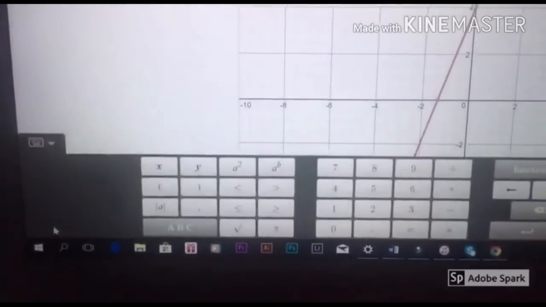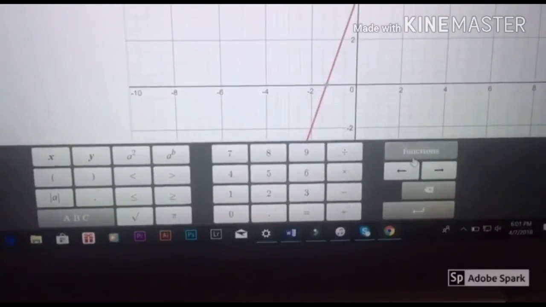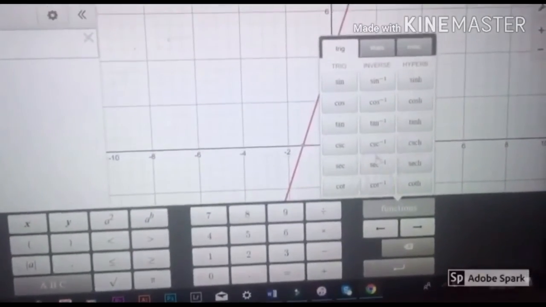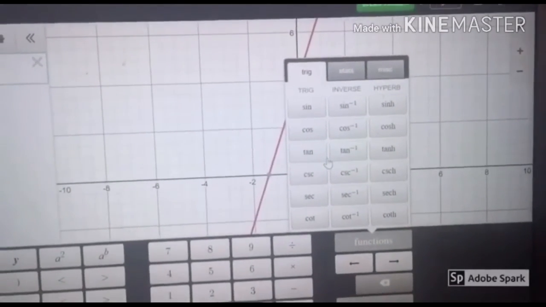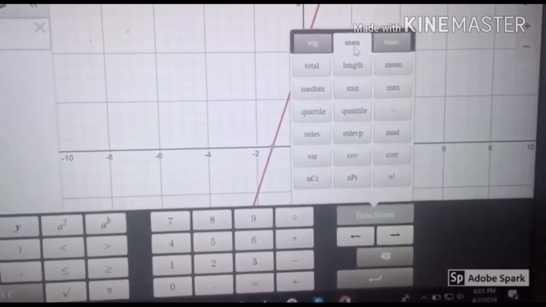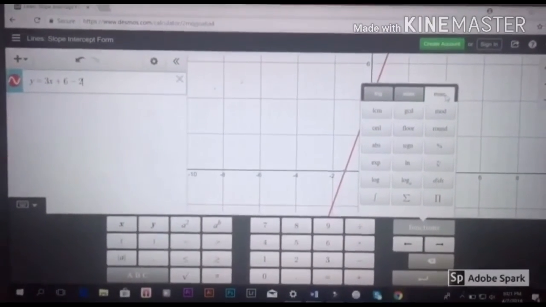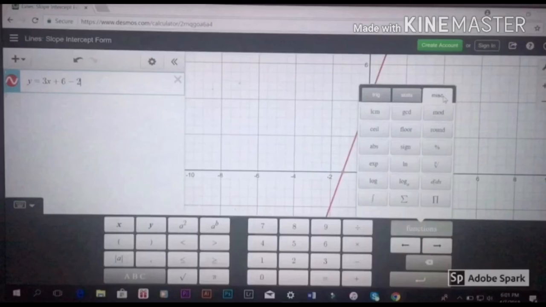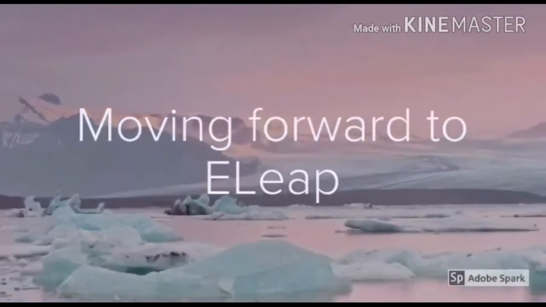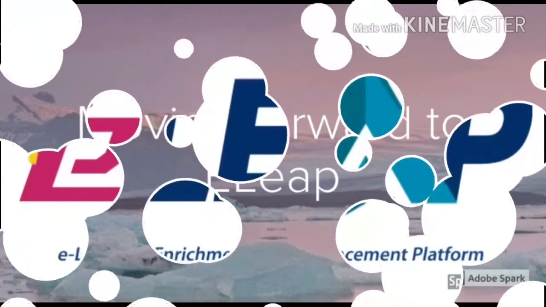So now I will show you the functions in Desmos that I have. They have trigonometry functions like tan, sin, cos, and statistics, median, quartile, and also math, where there's log, exponent, and ln. So here are the functions in Desmos. That is all from Desmos, so now let's move forward to ELIP.